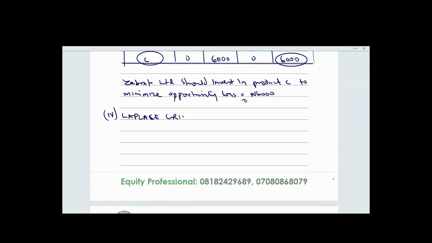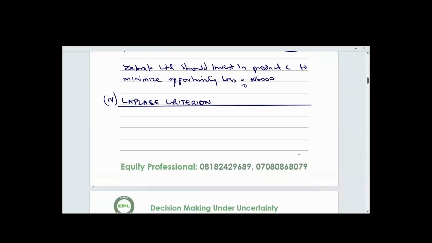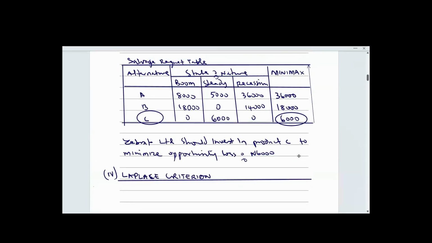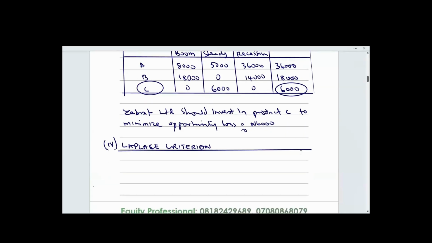Laplace criterion. Using the Laplace criterion, what are you supposed to do? You are supposed to assign a probability of occurrence to each payoff value in each alternative, depending on the number of states of nature. In this question, we have 3 states of nature: boom, steady, and recession. Therefore, we are going to assign a probability of 1/3 to each payoff value.